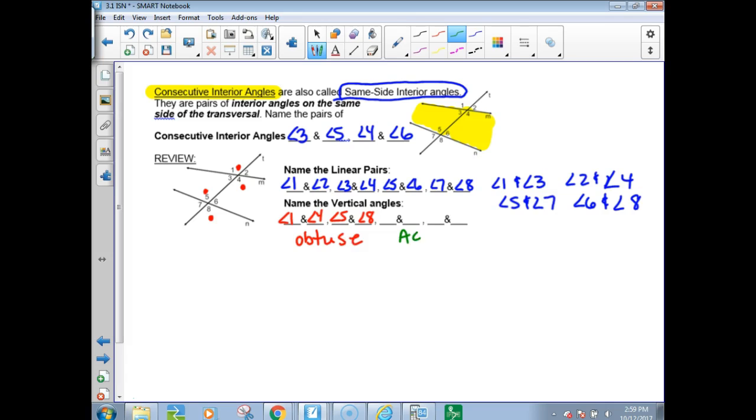So now let's look at some that are acute and vertical. 2 and 3, they're angles whose measure is less than 90 but greater than 0. Between 0 and 90 is the definition. Angle 2 and angle 3 are acute vertical angles, and 7 and 6 are as well. And you can write 6 and 7 or 7 and 6.